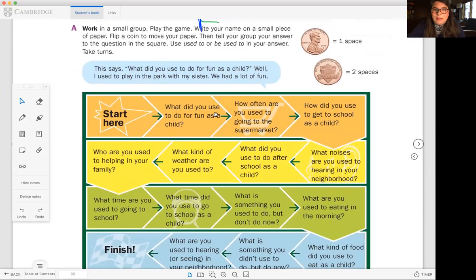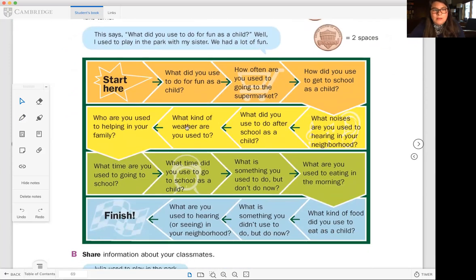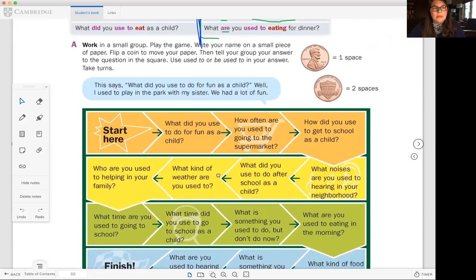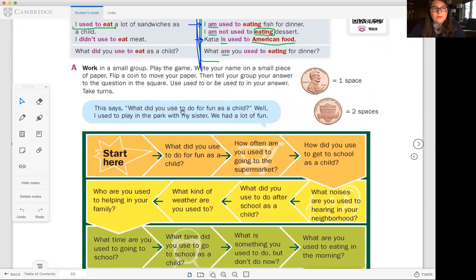So I have made a homework assignment for you. Down here, we can't play the game together, of course. So I have chosen some of these questions for you to ask. And I want you to write your answers. And here's an example. What did you used to do for fun as a child? I used to play in the park with my sister. So you can tell me anything, but just be careful.